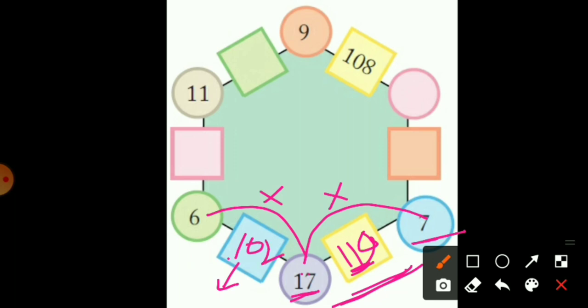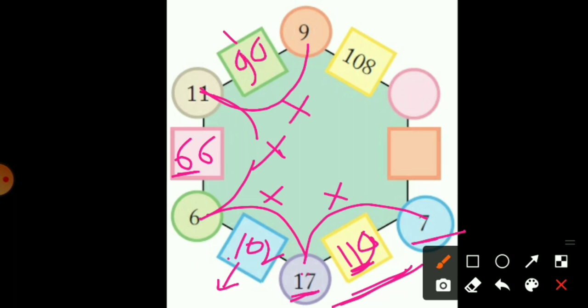Now next, to fill this square, we have to multiply 11 and 6. So 11 times 6, yes, 66. Now next, to fill this square, we have to multiply these circles, 11 and 9. So 11 times 9 is 99. So here in the circle there is no number, but the square box is filled. So what we have to do? To find the product in square boxes, we were multiplying the circles, right? So just do the opposite.